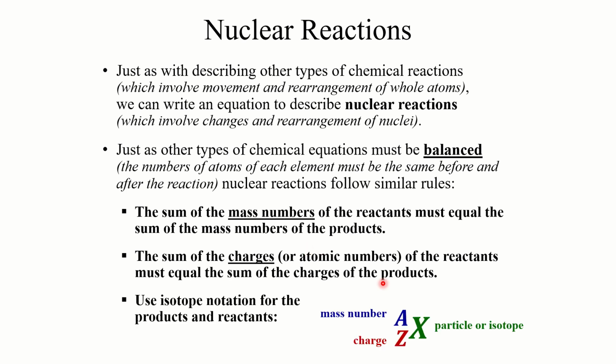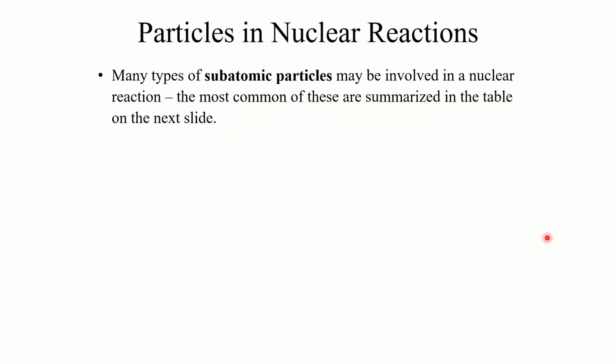Now, when we write these reactions out, we must write them out using isotope notation. It's not just enough to use the simple atomic notation we had been using in most of this course, because again, the atoms are going to change, so we need to be able to track the mass number and what we're going to call here the charge. The reason I'm referring to this as the charge and not protons is we're going to see there are many different types of subatomic particles that may be involved in a nuclear reaction. The most common of these are going to be summarized on the next slide.